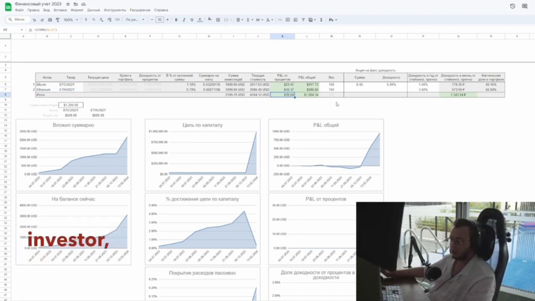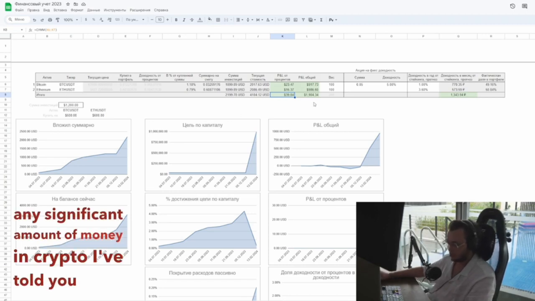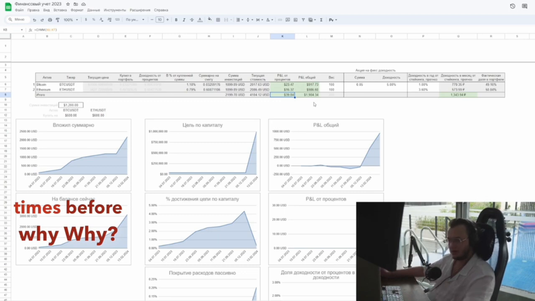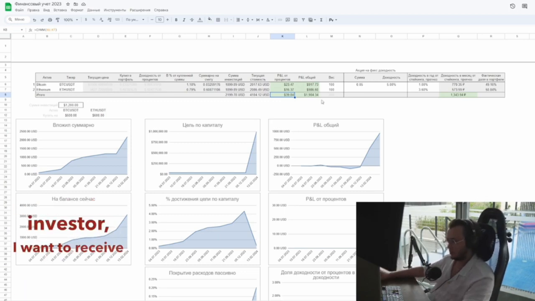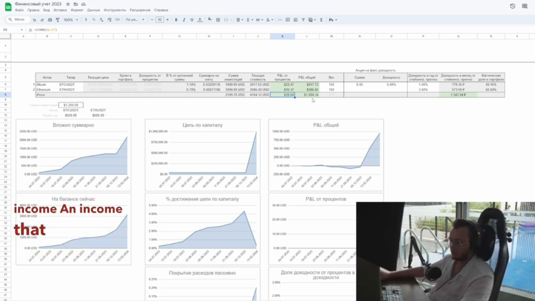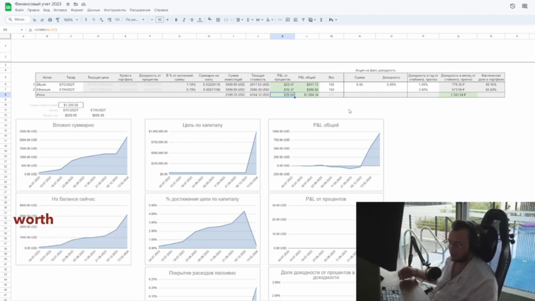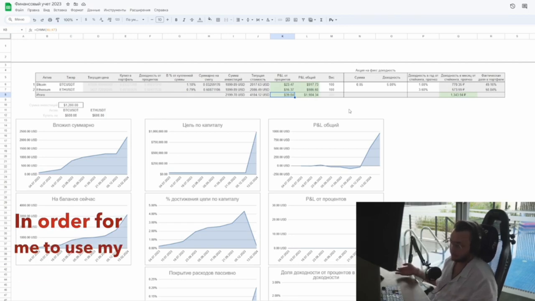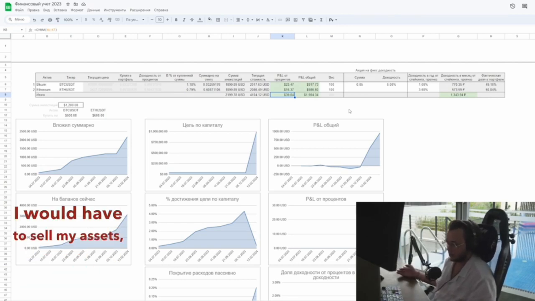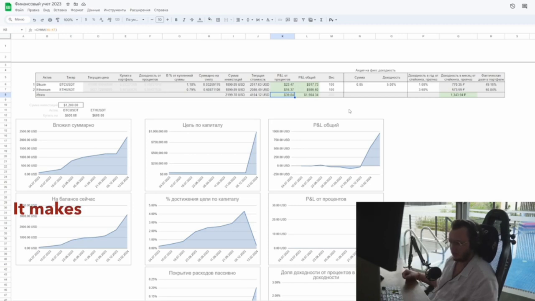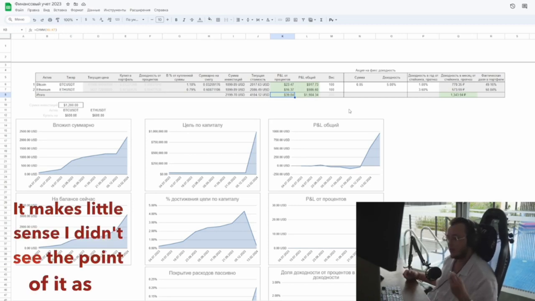As a passive investor, I've never considered investing any significant amount of money in crypto. I've told you many times before. Why? First, because as an investor, I want to receive a passive income, an income that comes to me from real estate, from dividends on the stock market. Crypto doesn't offer this. If I were to buy, for example, $1 million worth of crypto, if it grows 10 times, in order for me to use my $10 million, I would have to sell my assets, in essence, depleting them. It makes little sense. I didn't see the point of it as a passive investor.